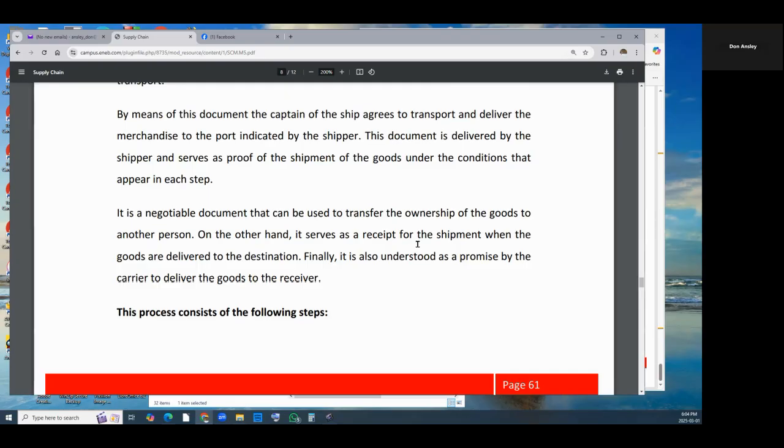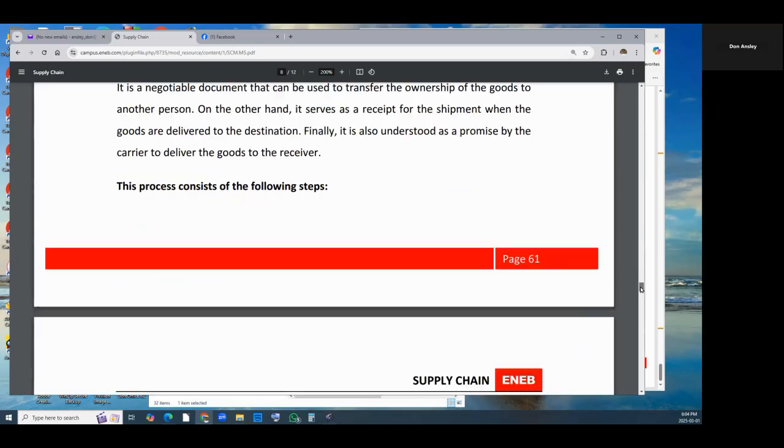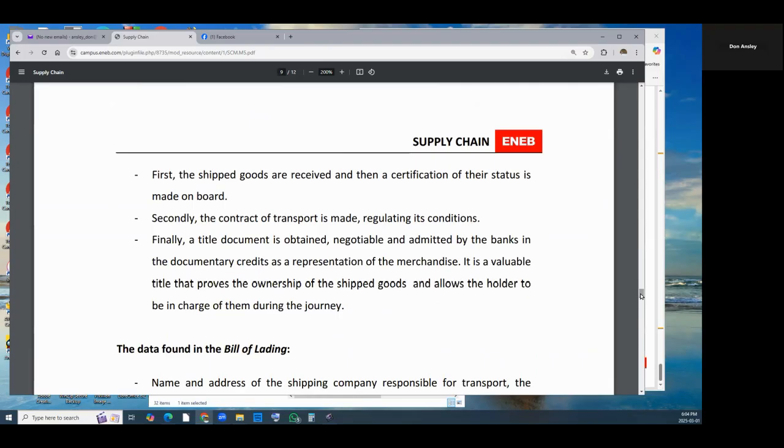So the process has the following steps. First, the shipped goods are received, and then a certification of their status is made on board. Secondly, the contract of transport is made, regulating its conditions. Finally, a title document is obtained, negotiable, and admitted by the banks in the documentary credits as a representative of the merchandise. It is a valuable title that proves the ownership of the shipped goods and allows the holder to be in charge of them during the process.